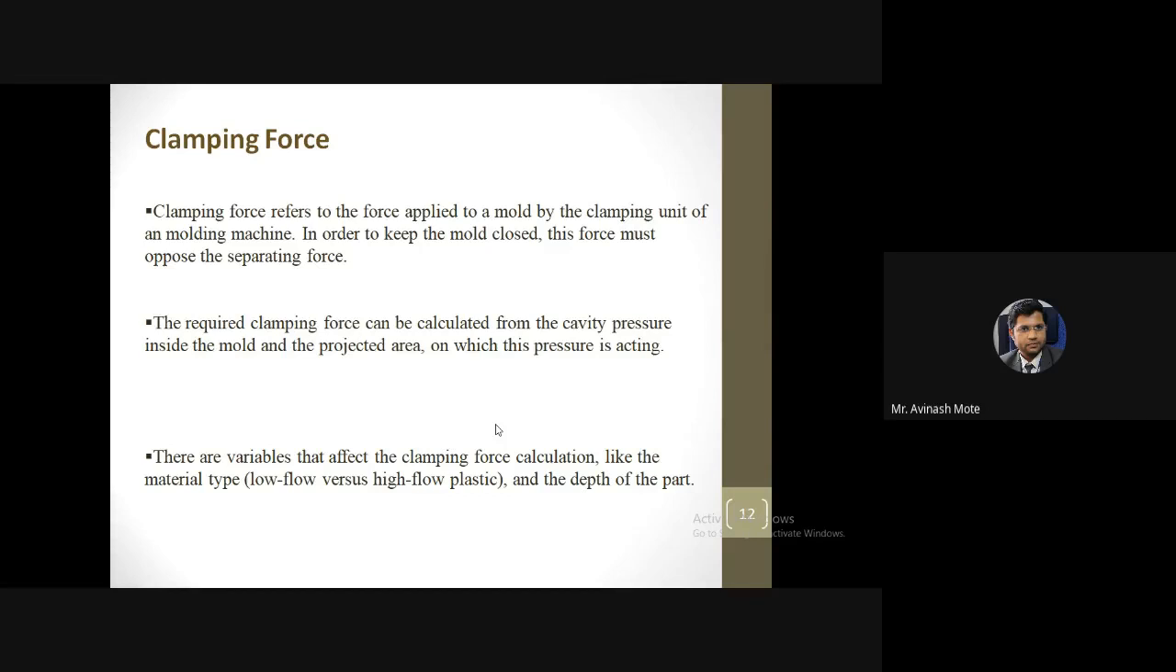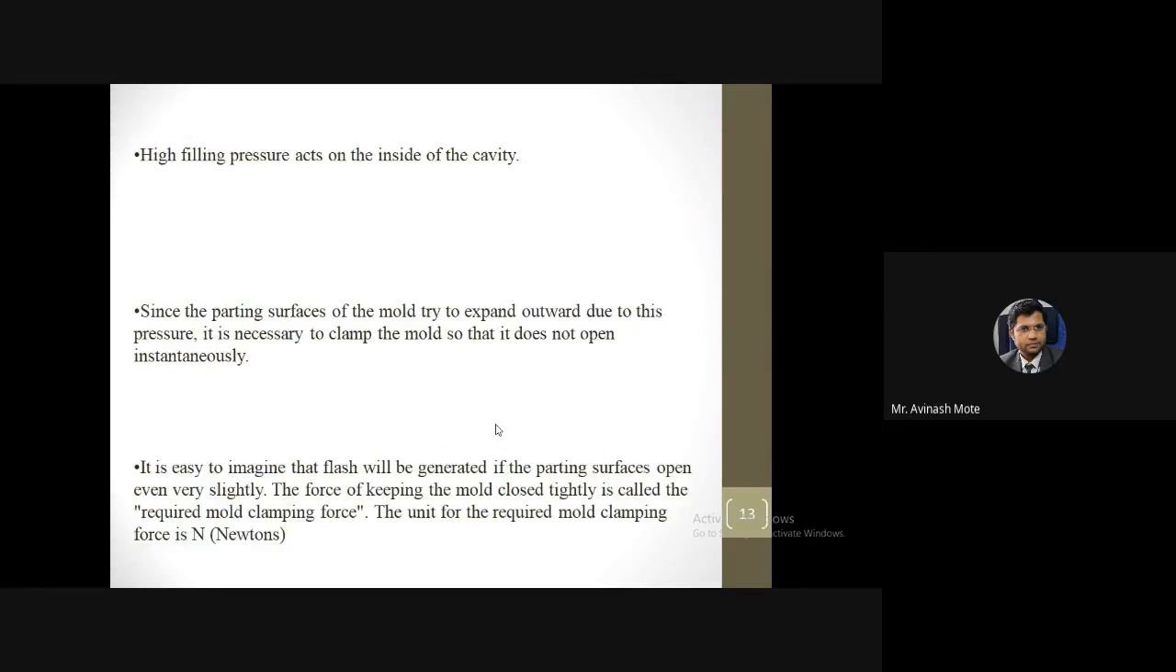Got it? So there are many parameters on which this clamping force depends, but basically material type, depth of the part, and temperature. High filling pressure acts on the inside of the cavity. Since the parting surface of the mold tries to expand outward due to this pressure, it is necessary to clamp the mold so that it does not open instantly.